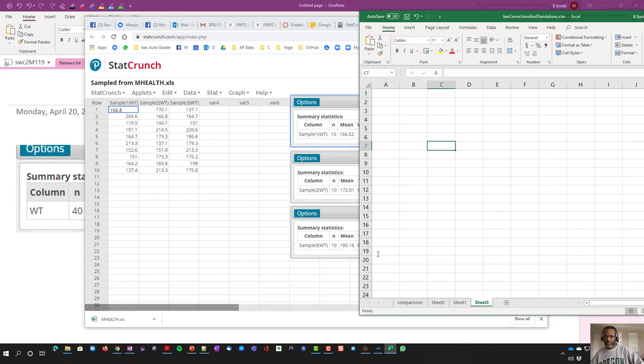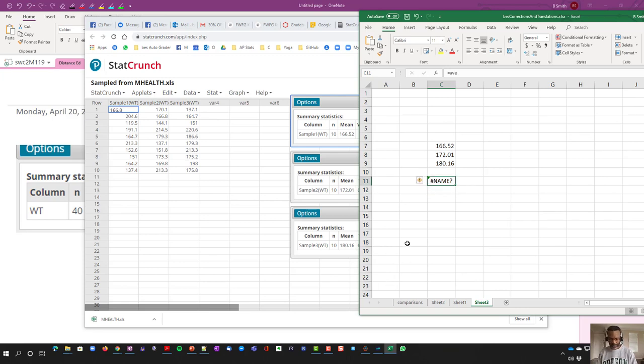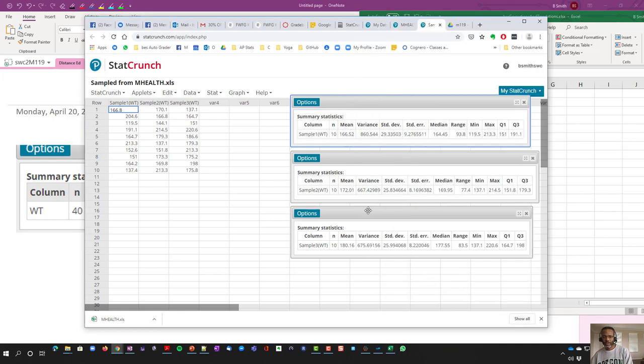As is the 180.16. So if we take the 166.52 and the 172.01 and the 180.16 and go ahead and get the mean of those 3, we get 172.9. So although each one of these individually is not necessarily perfectly close to the true population mean, collectively, they do a pretty good job of approximating the actual population mean.